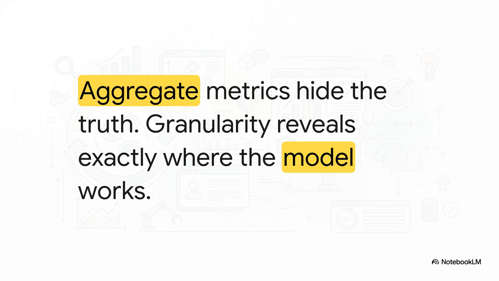Aggregate metrics hide the truth. Let's say your overall AI acceptance rate is sitting at a comfortable 65%. That feels like a solid B grade, right? Not bad. But actually, scratch that. That aggregate number is a total illusion.